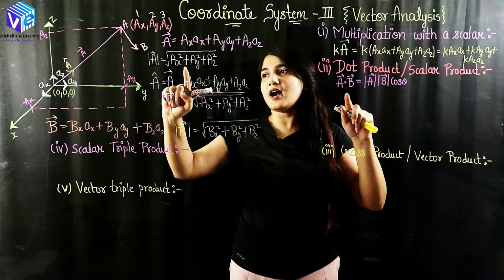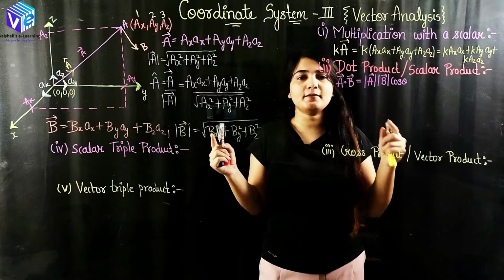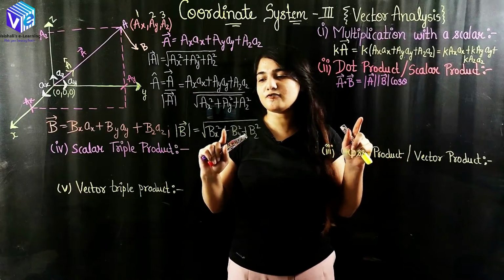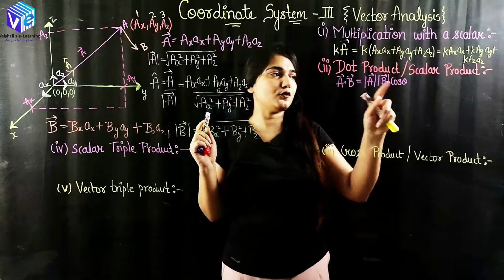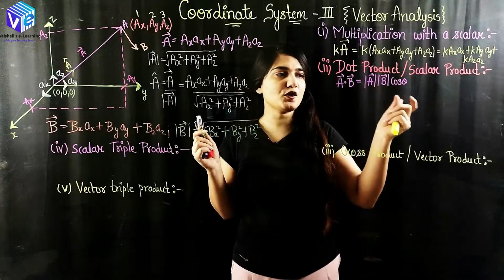This is under root ax square plus ay square plus az square. What is the magnitude of b? Under root bx square plus by square plus bz square. So I will be multiplying it with the cos of theta.